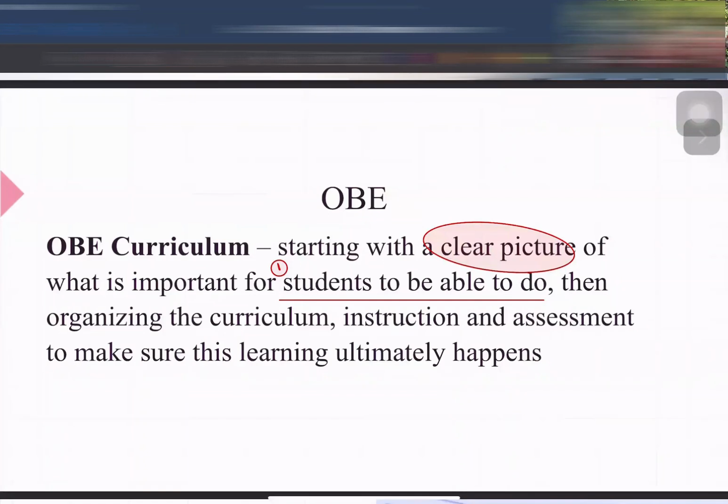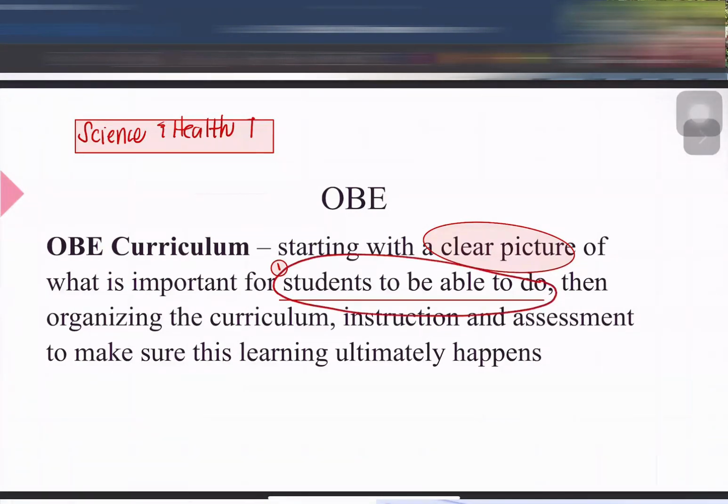So what is the message for us teachers? If you will be handling subjects in high school, for example, Science and Health 7, Science and Health 8, whatever subject that is, before you decide what will be done in your class, ask yourselves first, what are the outcomes that the student must be able to do? What is your goal after the end of the class, or after the end of the entire subject?